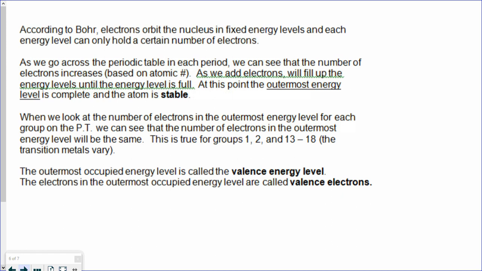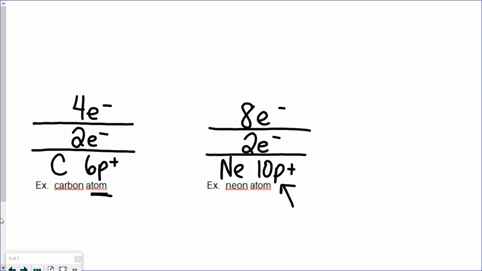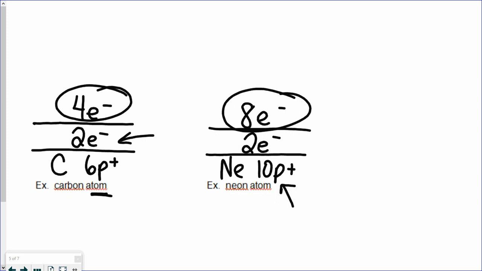The outermost occupied energy level is called the valence energy level. The electrons in the outermost occupied energy level are called valence electrons. And so valence electrons are the important thing in terms of bonding. So if I just look back, these are my valence electrons, these are my valence electrons. Ones that are in the more inner shells are not important in terms of the bonding capabilities of an element. It's the outermost ones that have the most going on with them.